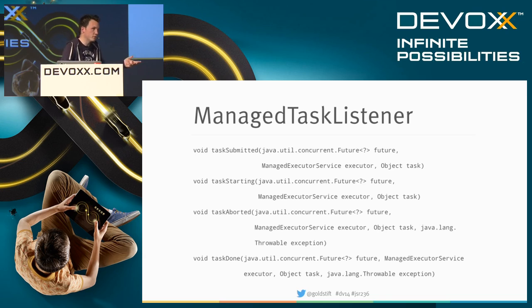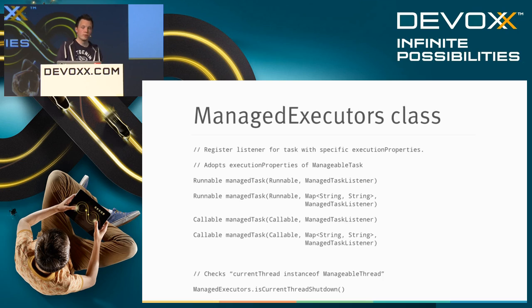And how can you use this managed task listener? With a convenience class that is called managed executors. This is, so to say, the pendant to the executors class in Java SE. And you can actually add a task listener to a certain runnable or callable before you submit it to an executor service.